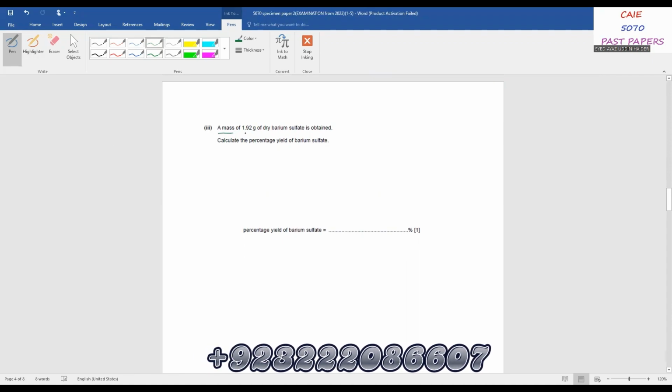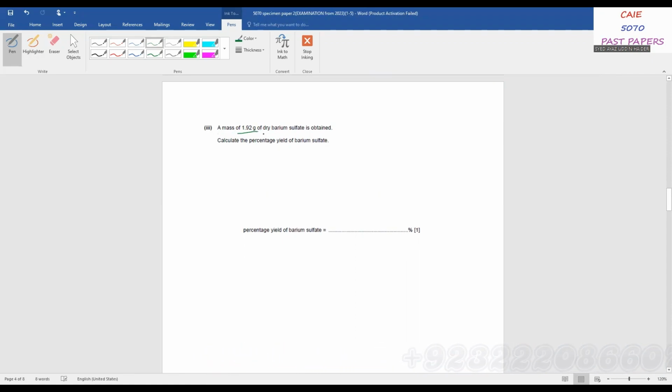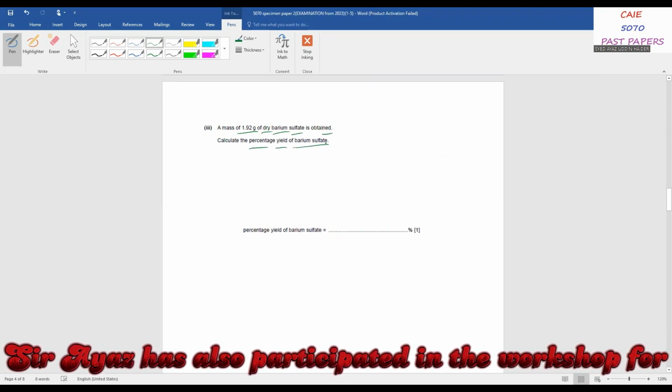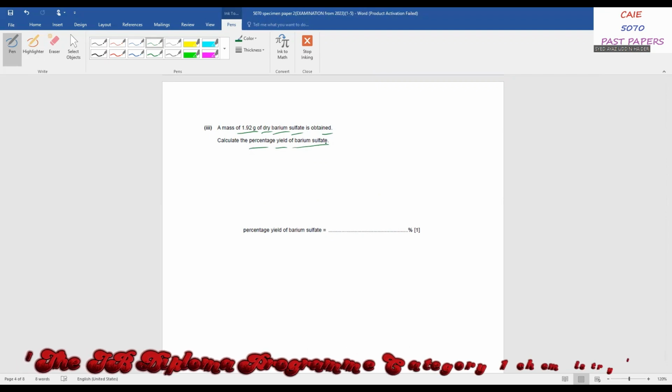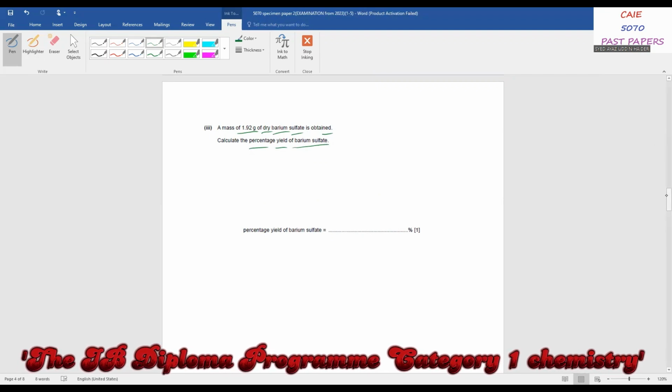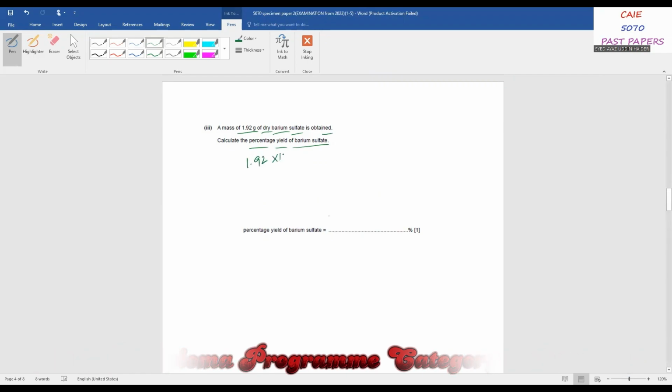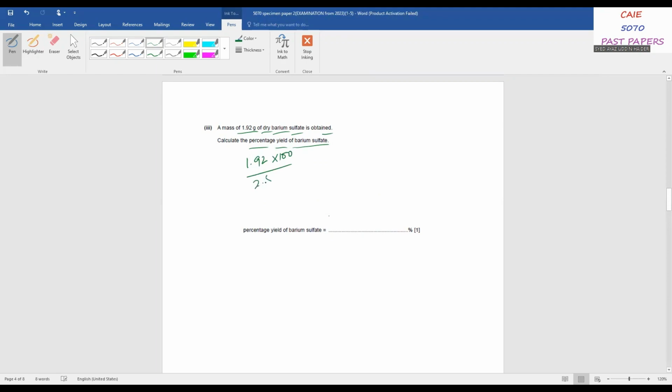A mass of 1.92 gram of dry barium sulfate is obtained. Calculate the percentage yield of barium sulfate. You will calculate using the above data. It's very easy. 1.92 divided by the mass we have calculated, 2.563, multiplied by 100. So the answer should be 74.9 or 75%.